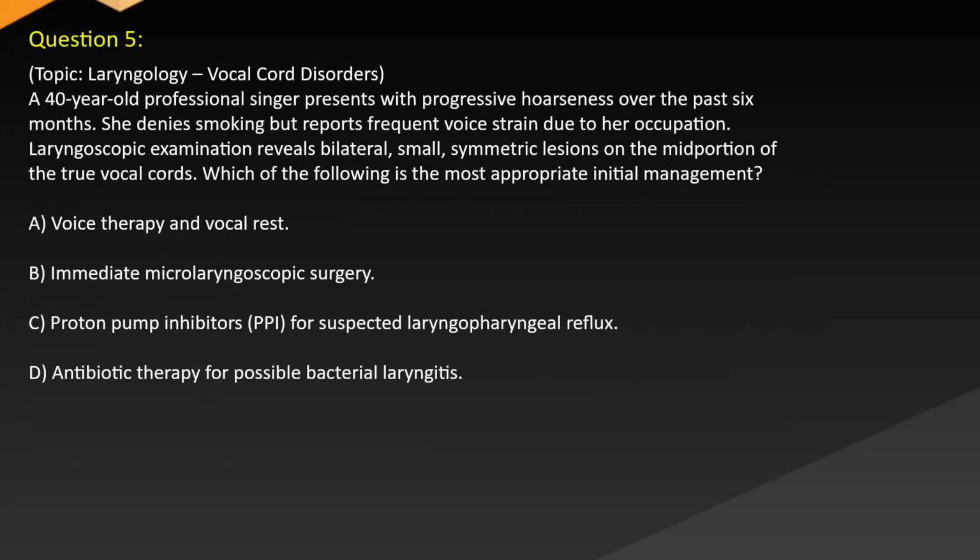Question 5. Topic: Laryngology. Vocal cord disorders. A 40-year-old professional singer presents with progressive hoarseness over the past 6 months. She denies smoking but reports frequent voice strain due to her occupation. Laryngoscopic examination reveals bilateral, small, symmetric lesions on the mid-portion of the true vocal cords. Which of the following is the most appropriate initial management?